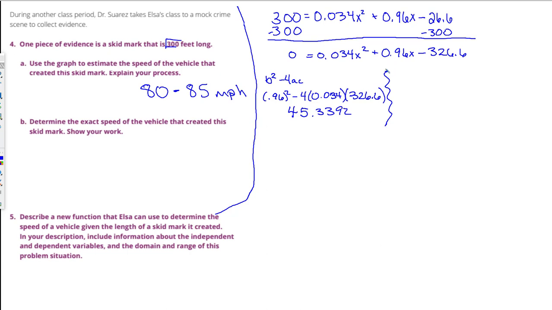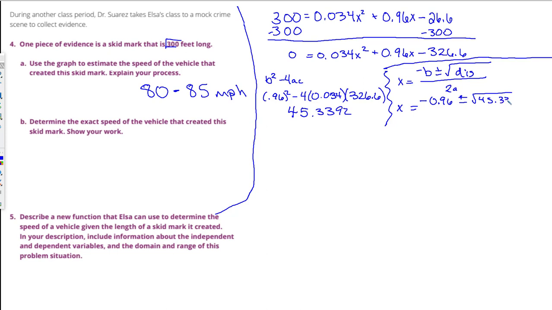And so I'm going to use that information and plug it into the quadratic formula. Remember, the quadratic formula was x equals negative b plus or minus the square root of my discriminant, which is what we just found, divided by 2a. So negative b means it's negative 0.96 plus or minus the square root of 45.3392, divided by 2 times a, which was 0.034.